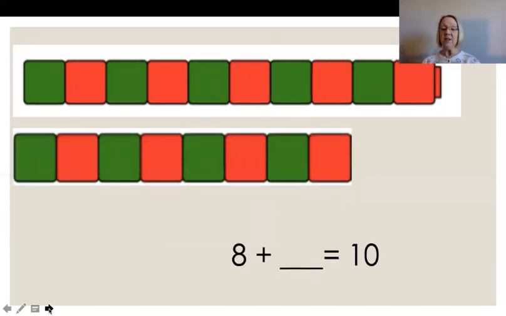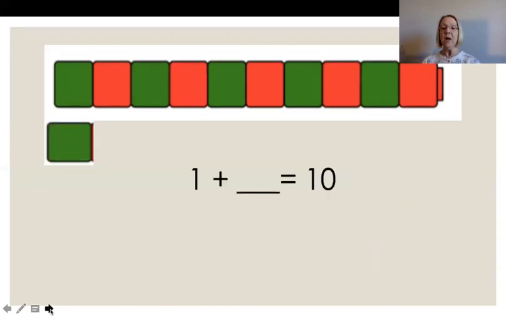I have 10 cubes, snap. Now I am showing you 8. How many cubes do I have behind my back? 2. 8 plus 2 is 10. I have 10 snap cubes, snap. I'm showing you 1. How many snap cubes do I have behind my back?